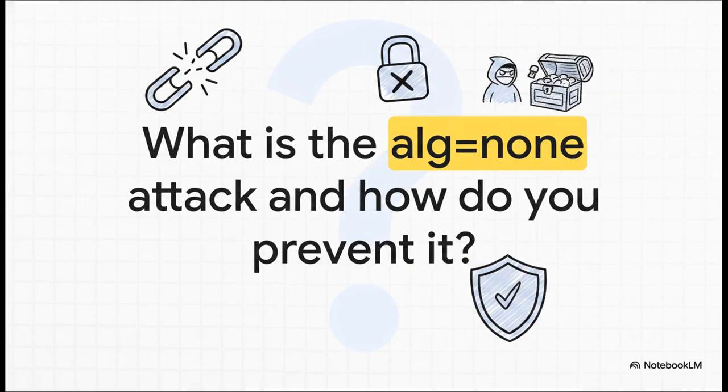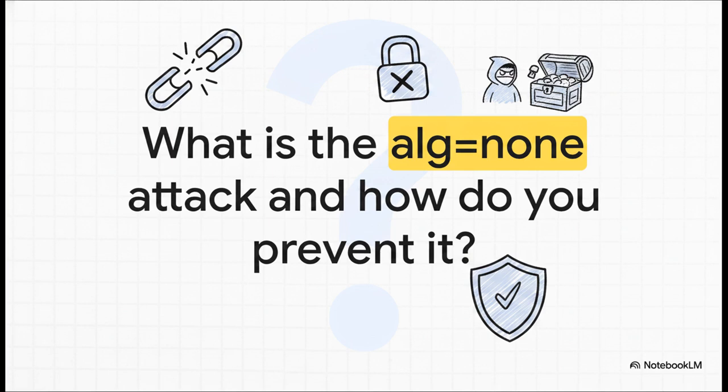Basically, an attacker takes a perfectly valid token, changes the algorithm in the header to none, completely strips off the signature, and modifies the payload to give themselves admin privileges. If your server blindly accepts whatever algorithm the token claims to use, well, it's going to process this forged token as valid, because none requires no signature. How do you prevent it?